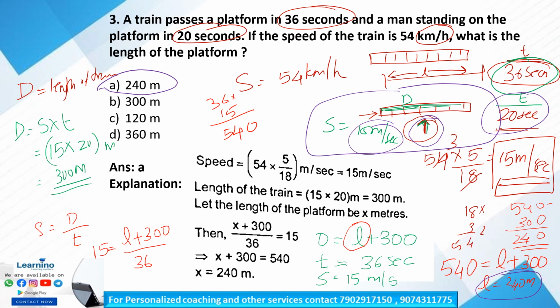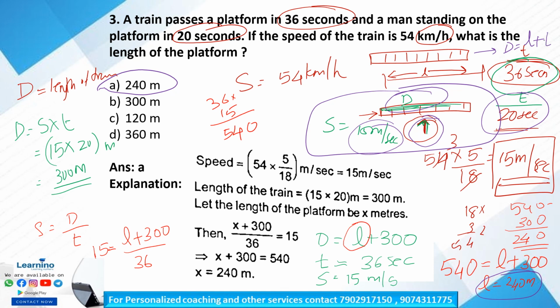So we will get the length of the train, that is the distance. Distance is equal to the length of the train. So distance is equal to speed into time. We will get the length of the train, and the length of the train and the length of the platform is the distance for the first case. Distance is equal to length of the platform plus length of the train.